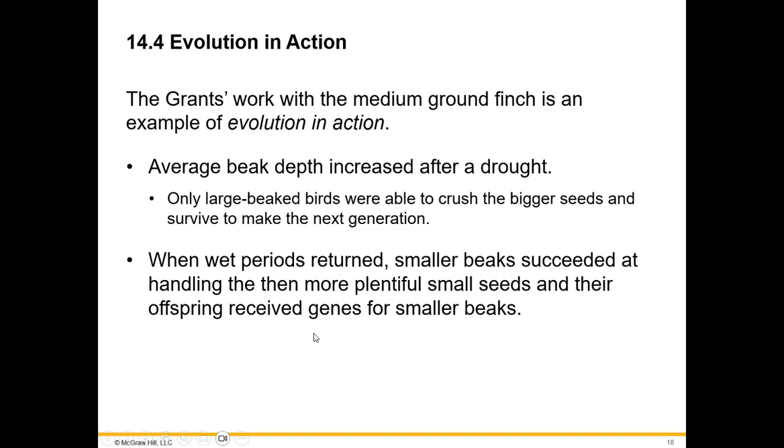So we know that the average beak depth increased after drought, and only those large-beaked birds were then able to crush the bigger seeds and actually survive to make the next generation, which is why that gene would be passed on. During the wet periods, there was a return of the smaller beaks in the next generation, and that's because there were plentiful small seeds and their offspring received the genes for smaller beaks because they were able to survive just as well as the finches with larger beaks.